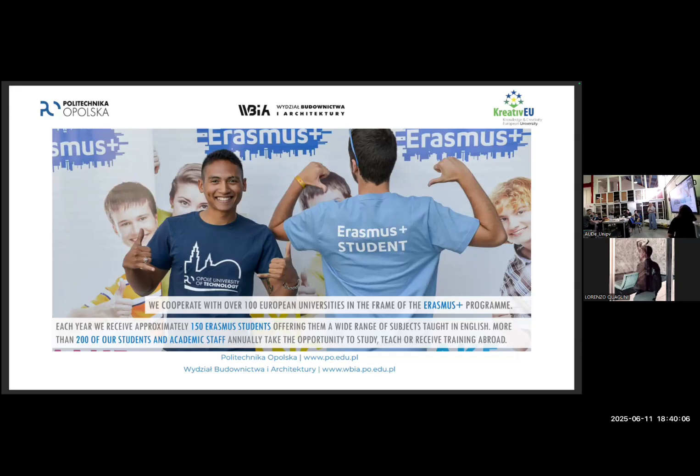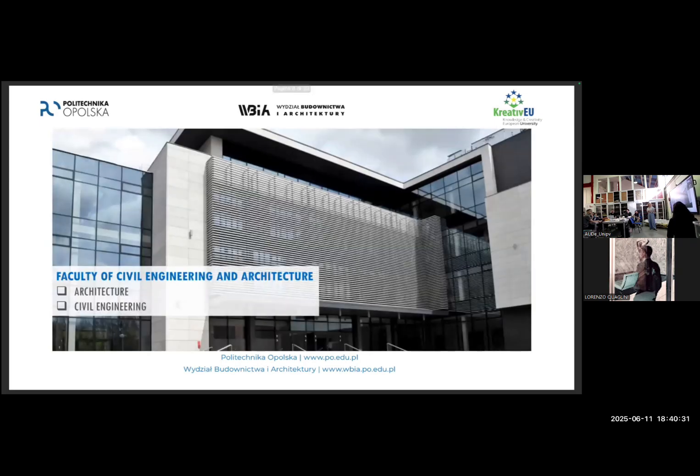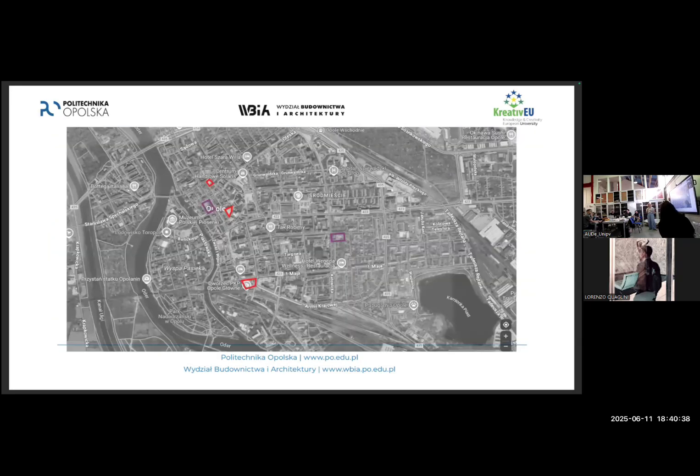Recently, we also joined the Creative EU Consortium, which is a special kind of collaboration with 11 universities from the world. We have 7 faculties, because last week we got another one, so the slide is a little bit outdated, but we are one of the 7 faculties, the Faculty of Civil Engineering and Architecture. In our faculty, we have 2 main fields of study, architecture and civil engineering. So now we go slowly to the topic of my lecture.